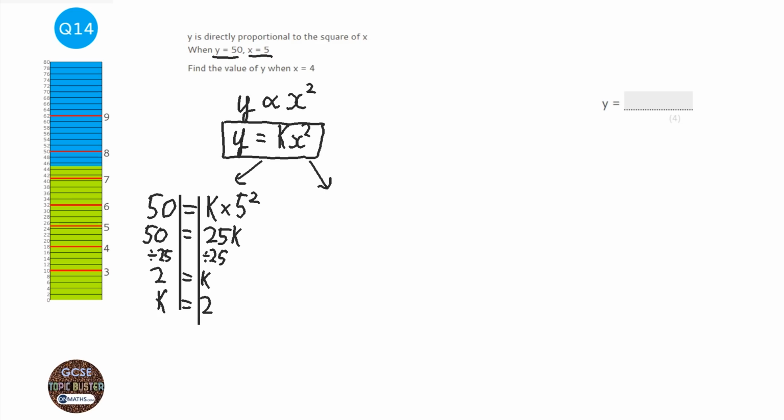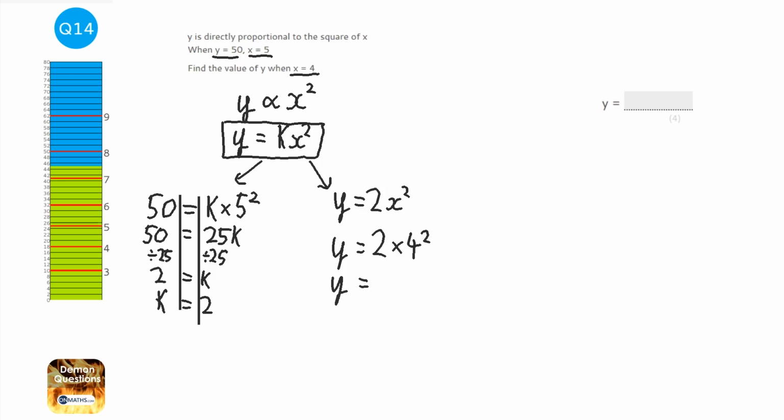So we're back to our formula. And we know that y equals 2x squared. The reason we know that is because k is a constant, it won't change. So if it's 2 for that situation, it's going to be 2 across the board. It says find the value of y when x is 4. So we're going to substitute 4 into it. So y equals 2 times 4 squared. 2 times 4 squared, so that's going to be 2 times 16. 2 times 16 is 32, so y is going to be 32.